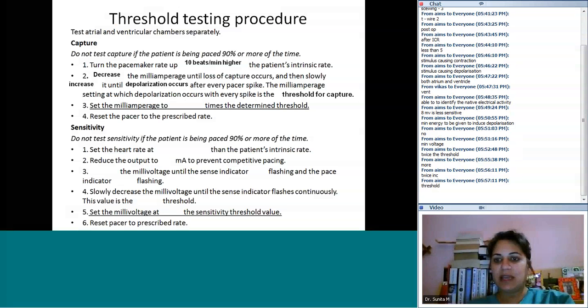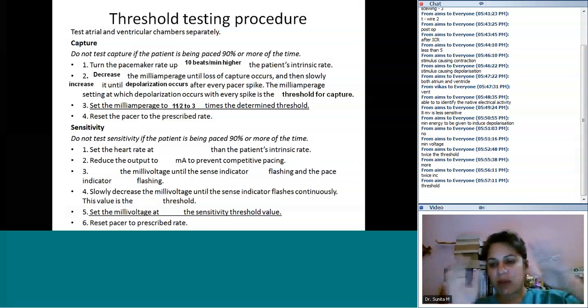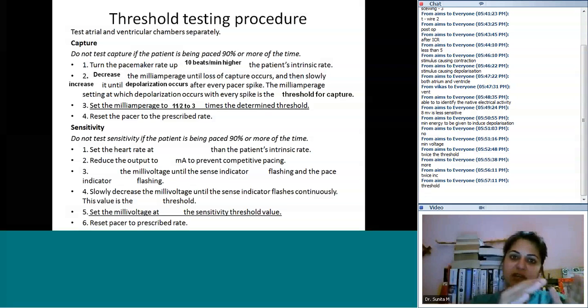And now you're going to set the milliamperage to what we discussed, which is 1.5 to 3 times the determined threshold. Is everyone clear with this? So you first go about 10 higher than the patient's intrinsic rate. You put your output on maximum. So now you're going to go on capturing his myocardium. Then you decrease your output until you see no pacing spike at all and no depolarization after that. Then slowly increase it until you get pacing spike and depolarization. That point is your threshold. Then you set your milliamperage 1.5 to 3 times the threshold. Okay? All clear on that?